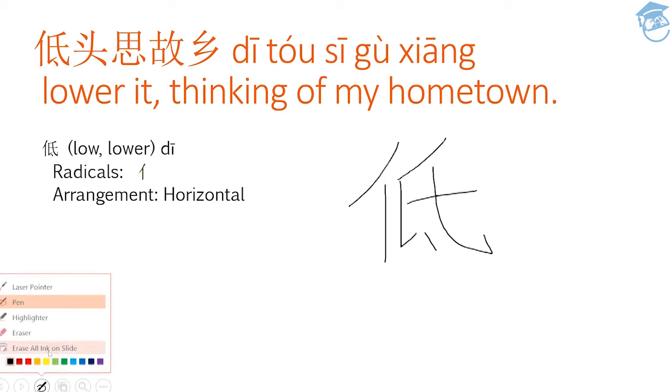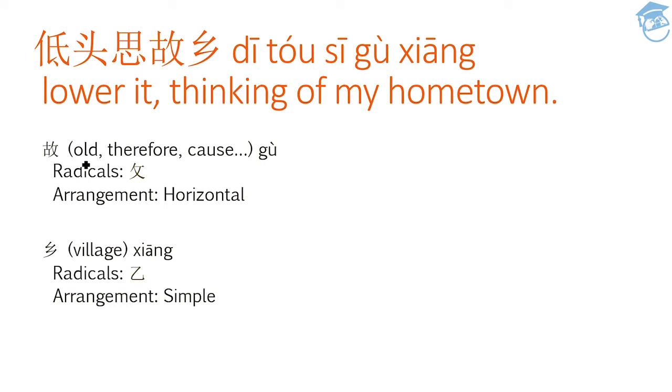The next word is 故. 故 means old, but it can also be used as therefore or cause of something, cause and effect of something. Okay, but of course in this context it means old. This is the pinyin Gu. This is the radical, what's on the right there. The arrangement is horizontal because you have left and right components here. Let's look at how to write 故. 1, 2, 3, 4, 5, 6, 7, 8, 9. 9 strokes for this word, 故.